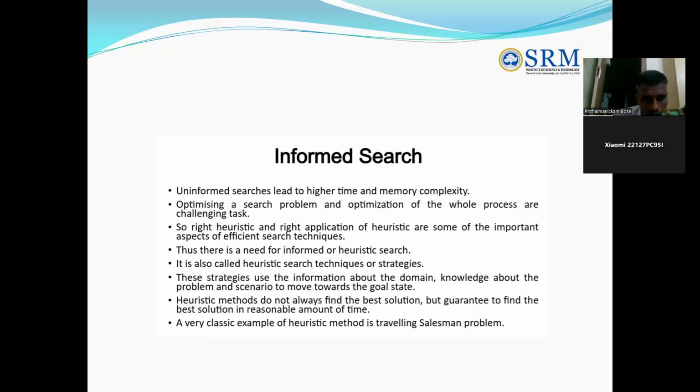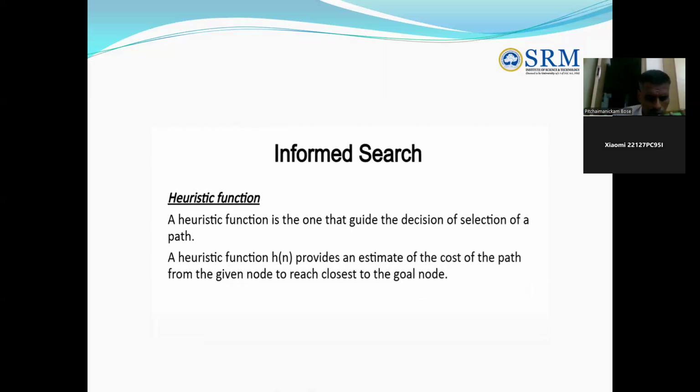Heuristic methods do not always find the best solution; it is not guaranteed to find the best solution in a possible amount of time. This is another important point. Another very classic example for the heuristic method is the TSP problem. So in the informed search problem, the heuristic function plays a major role. This is a function that provides the guide for the decisions of the selection of the path.